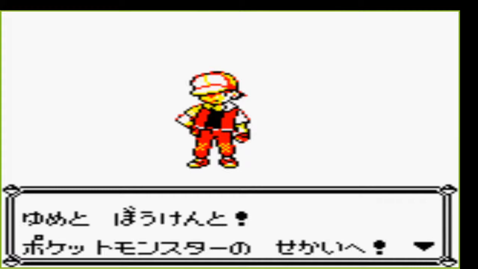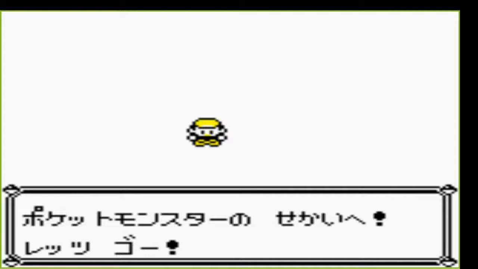And next is we have our yumeto. Okay, how to read this one? Okay, so we have here, Yume to boken to Pokemon Star no Sekai e. And we have our the let's go. Okay, this is katakana. Okay, let's go.